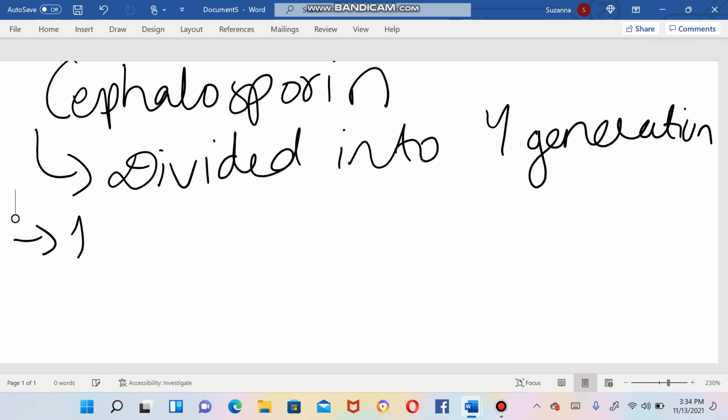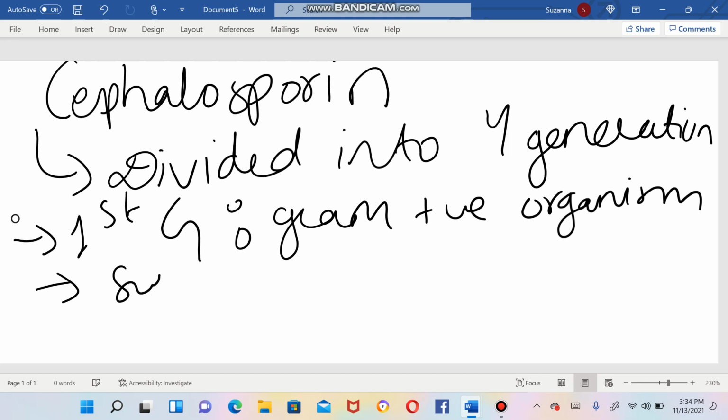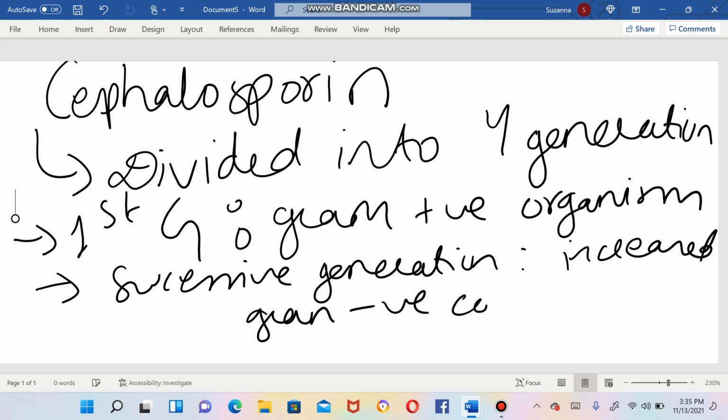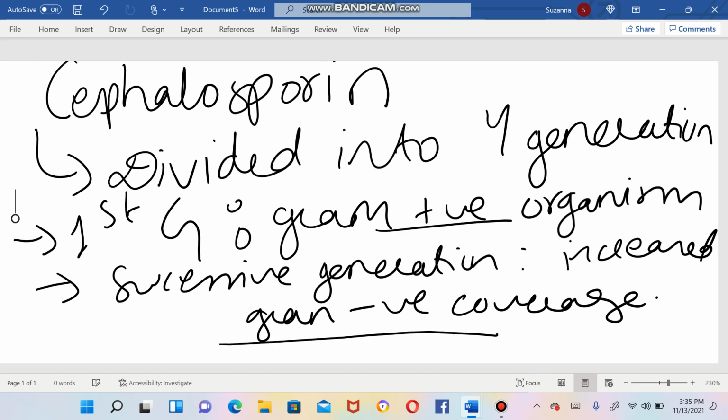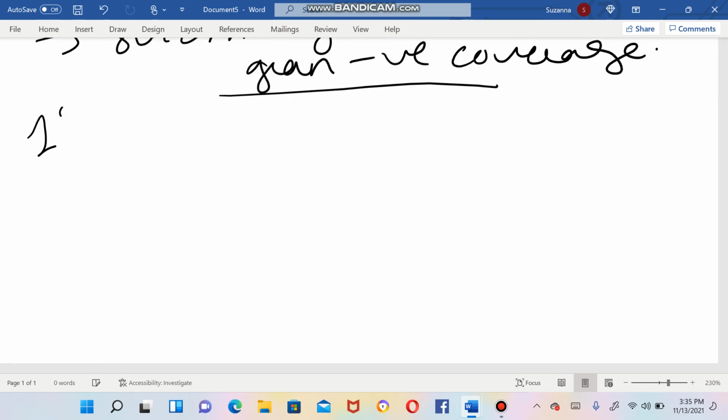So the first generation of cephalosporin has mostly gram-positive coverage. With successive generations, there is increased coverage of gram-negative organisms. So first generation is for the gram-positive, and with successive generations, there is increased gram-negative coverage. So let's talk about first generation cephalosporin.